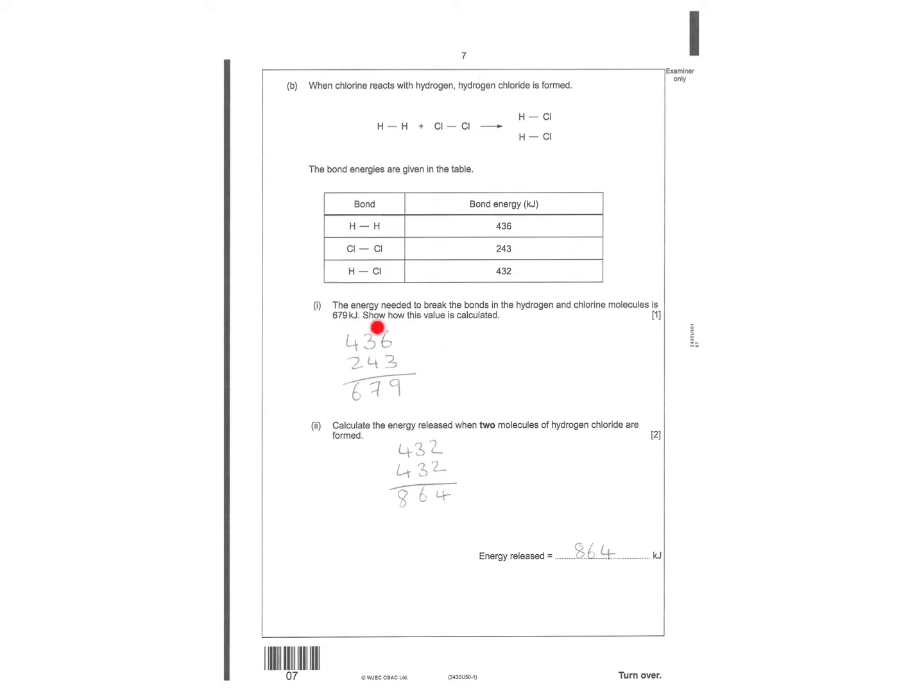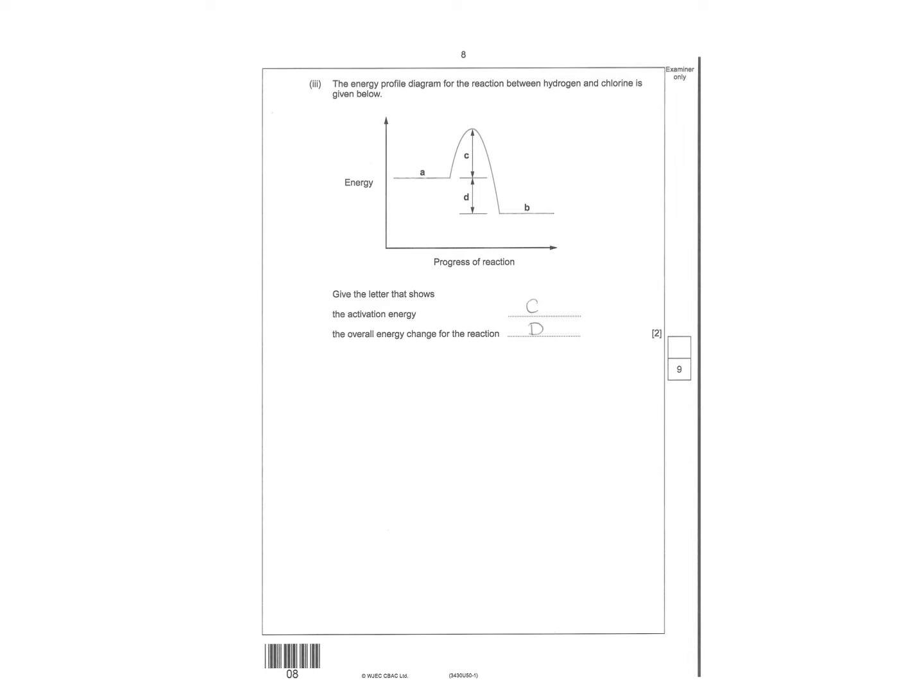Show that the bond energy is 679. So it's that one plus that one. Really nice question. And then show what it would be. So that 2 of them would equal 864.